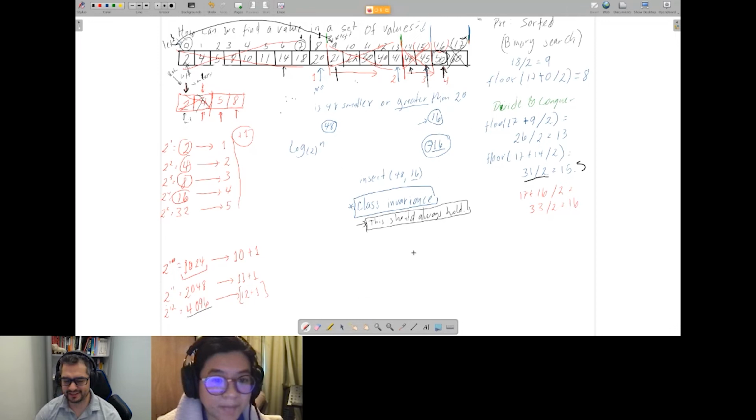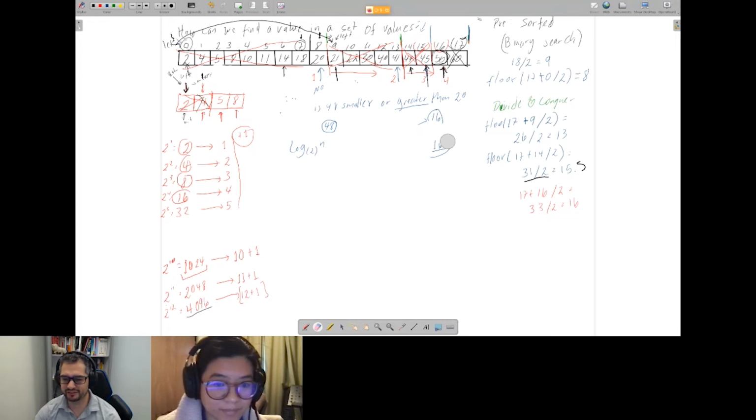And there are some data structures whose specific function is to keep things sorted in a way, because that way you can take advantage of binary search. One of them is trees.